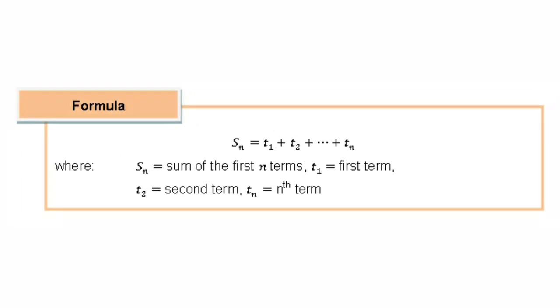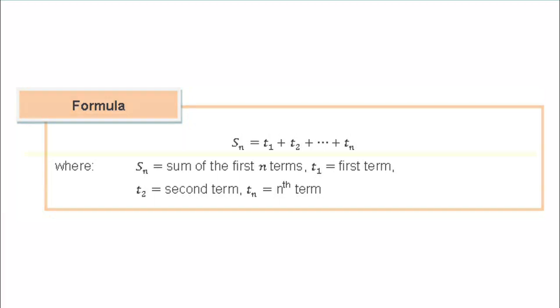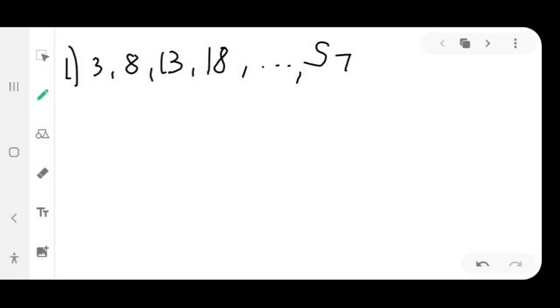The first formula used to find the sum of the first n terms of an arithmetic sequence is S sub n equals t sub 1 plus t sub 2 plus t sub 3 up to the last term, where S sub n is equal to the sum of the first n terms, t sub 1 is the first term, t sub 2 is the second term, and t sub n is the nth term, or the last term of the sequence. We are now going to find the value of the indicated sum using the first formula, where we add from the first term up to the last term.